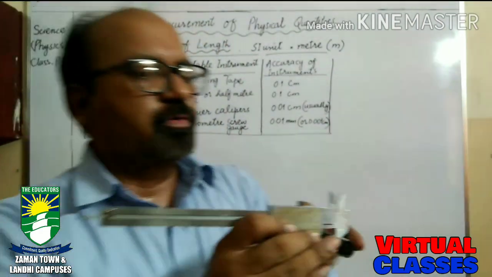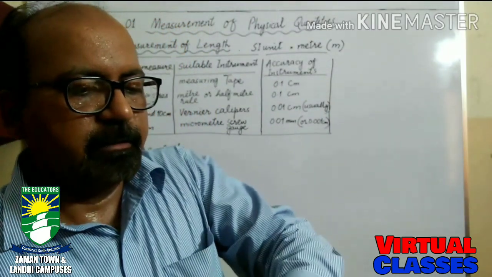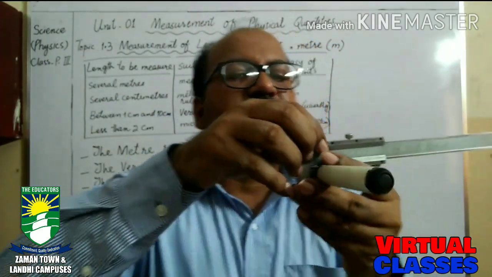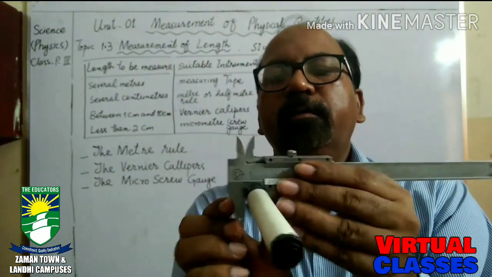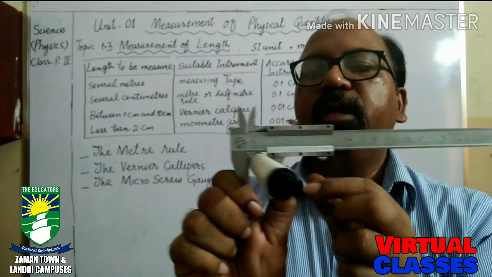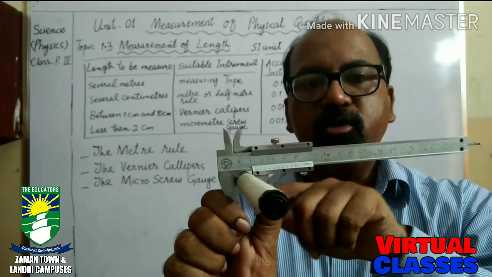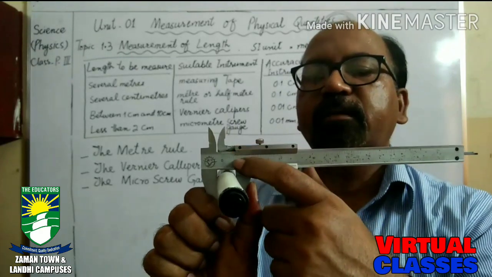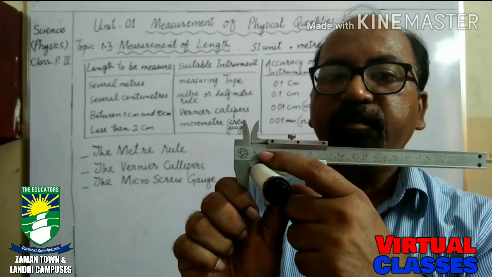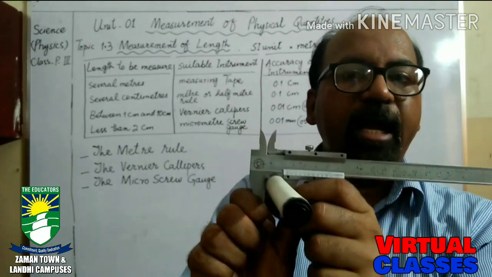Okay, for example, here, the external diameter of the board marker. First, we will hold the thing which is going to be measured in the outside jaws, and then we see the main scale. After that, we will see the vernier scale. We will add the main scale reading and vernier scale reading, then the total diameter will come.